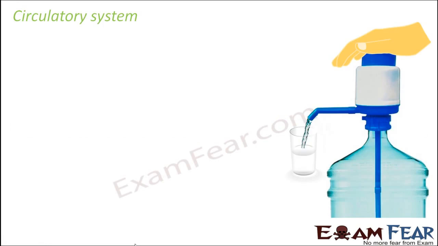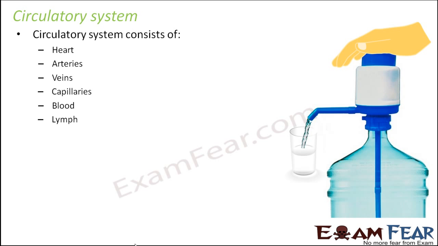First, let us see what the circulatory system is. This system consists of several parts like the heart, arteries, veins, capillaries, blood and lymph. All these together form the circulatory system. Blood and lymph we already discussed. These are the body fluids which flow from one part to another, and along with them they carry all the materials that need to be transported. That is their purpose.